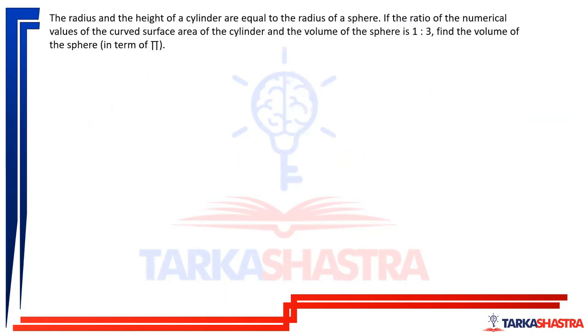Moving forward, the radius and height of a cylinder are equal to the radius of the sphere. So all of these are equal. The ratio of the numerical values of the curved surface area of the cylinder to the volume of the sphere is 1:3.